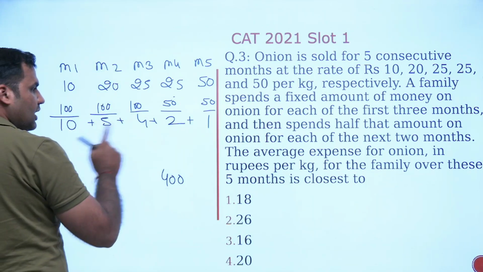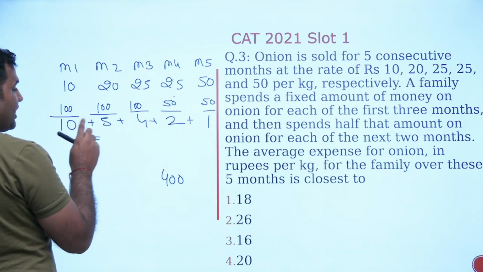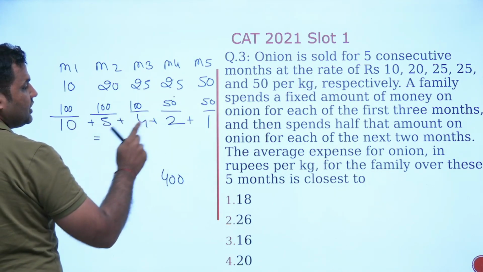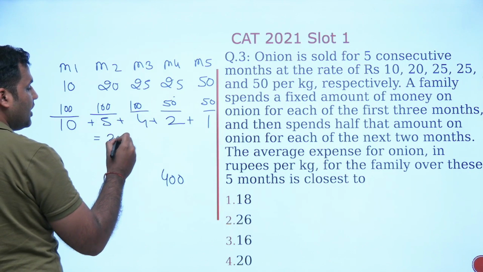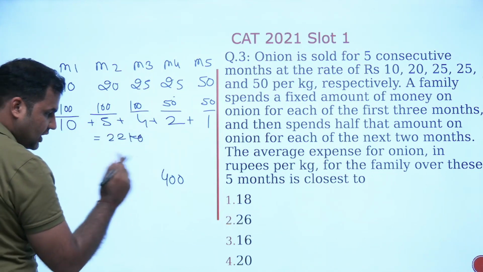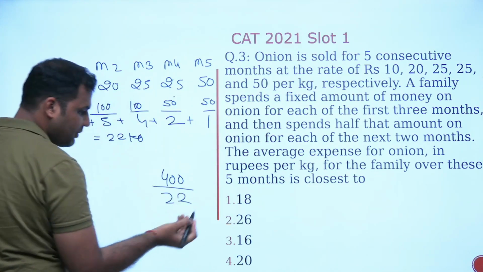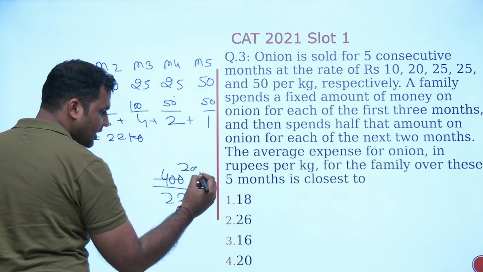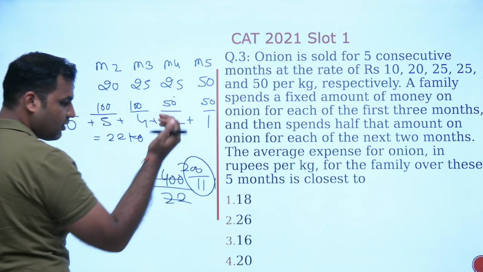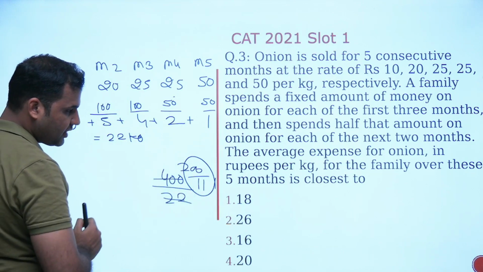So you see that the total amount of onion that person will be getting is 10 plus 5, 15, 15 plus 4, 19 plus 3, 22. So 22 kg received for 400 rupees. So you have to find the average price. What's difficult in this, right? What kind of mathematical knowledge do you need? 200 has to be divided by 11.